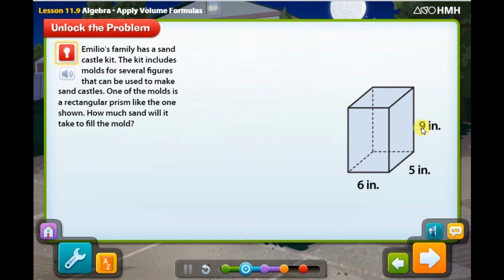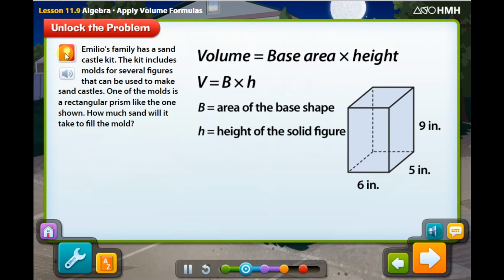The formula is the standard equation. The formula tells me that V, which is volume, equals L times W times H. L for length, W for width, H for height. So let's unlock and see. You can use a formula that multiplies the area of the base shape by the height to find the volume of a rectangular prism. How do you determine the area of the base shape?